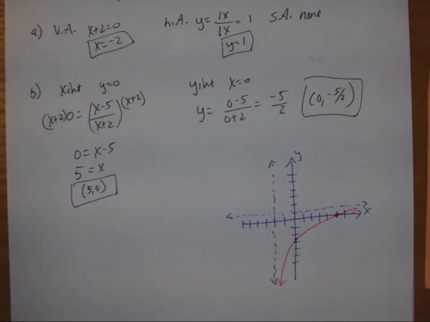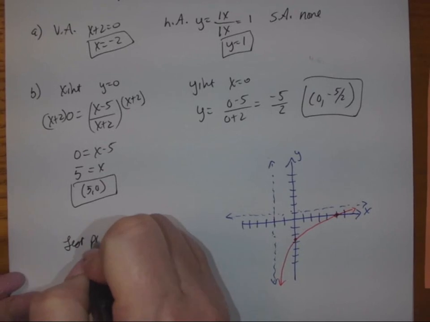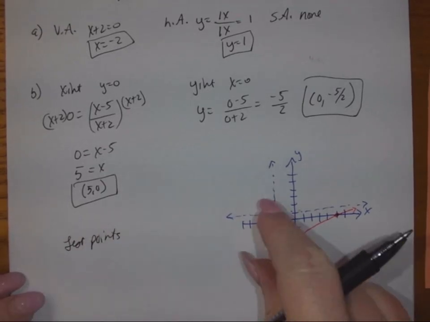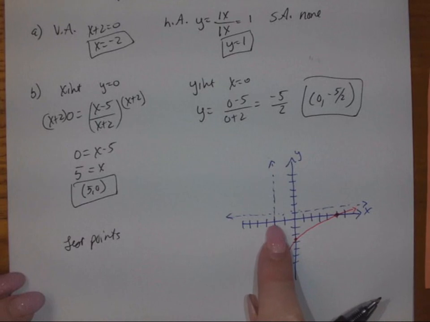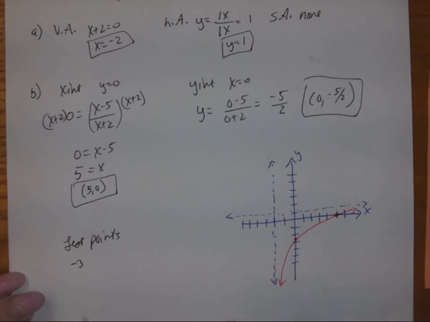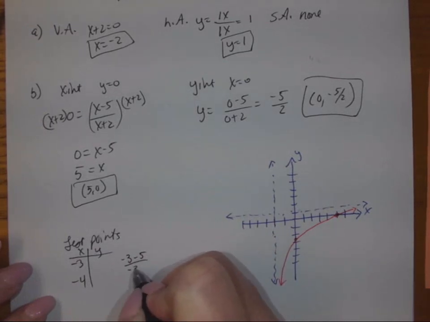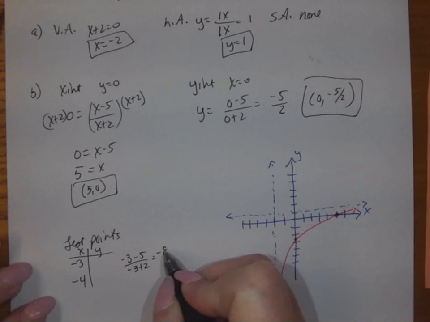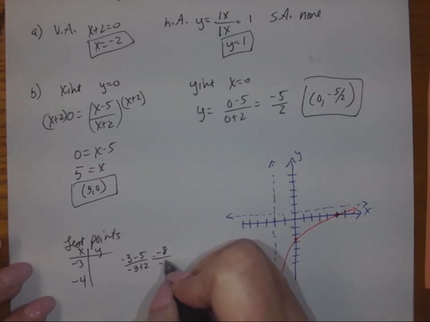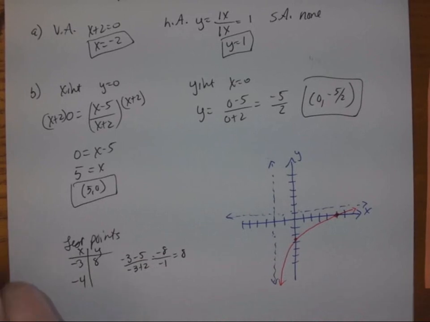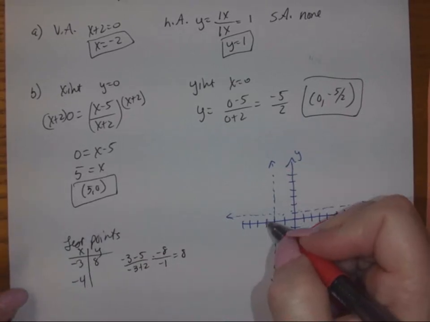So I don't need many test points. For my test points, I need to choose something on this part here. So I'm going to choose -3 and -4. So it gives me an idea. So I'm choosing x and finding a y, and for the second one, you can just do 1 if you want. So for -3, I plug it into my original. So -3 minus 5 over -3 plus 2. That'll get me -8, and -3 plus 2 would get me -1. That'll get me +8. So I know that at -3, I'm at +8.